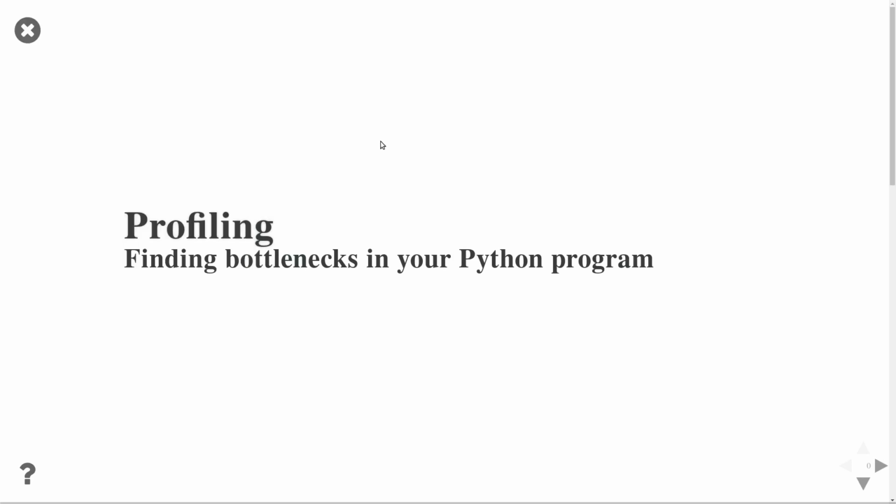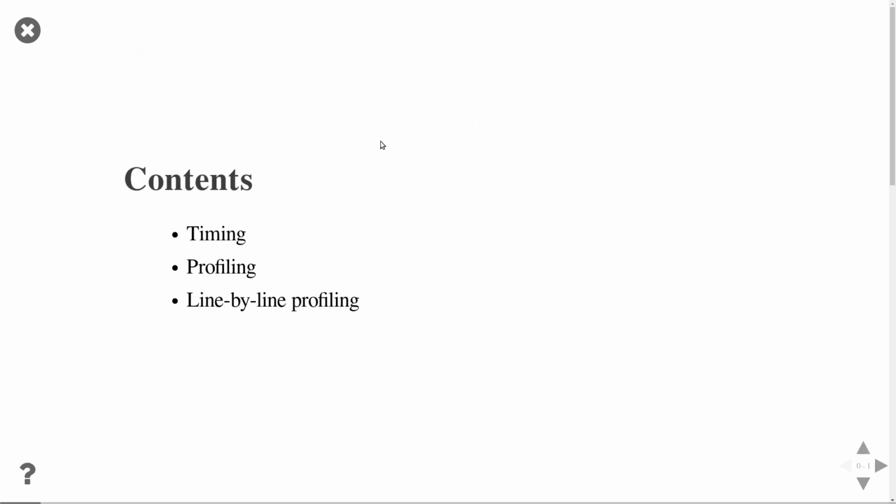Okay, so as I said, today is all about high-performance Python, and we start with actually finding the part. We start with the task of finding out which part of the program is slow. That process is called profiling. In particular, I'll show you 3 different ways you can profile: there's timing, there's profiling, and then line-by-line profiling.